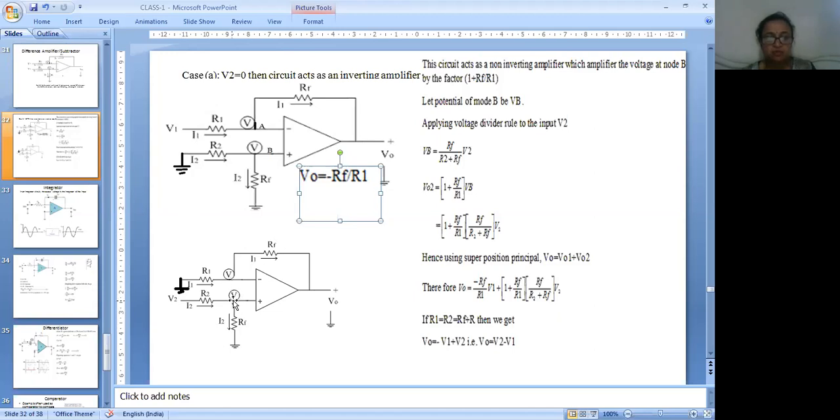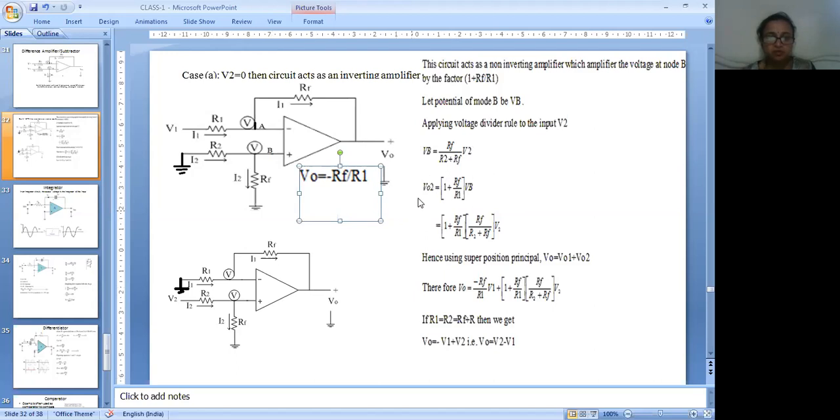So the next step is we need to find out the voltage at node B. How do we find it? The voltage at node B is available due to the application of V2 at this point. So the voltage at this point can be obtained by the voltage divider rule. Denoting the voltage at node B by VB, VB is equal to RF divided by R2 plus RF into V2.